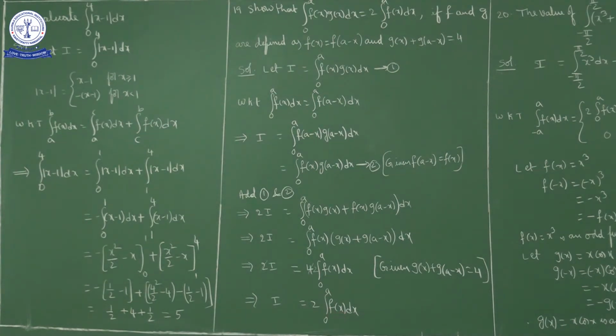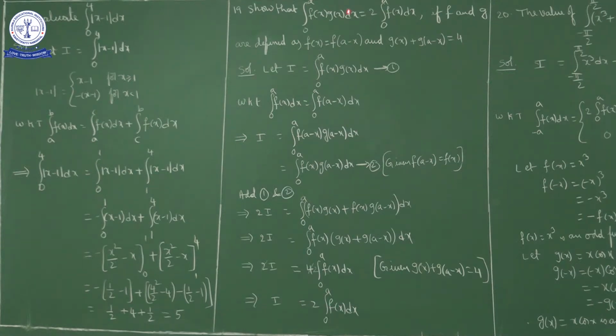Okay, now here the question is to show that integral 0 to a f of x into g of x dx is equal to 2 times integral 0 to a f of x dx. The conditions on f and g given are that f of a minus x is equal to f of x and g of x plus g of a minus x is equal to 4.